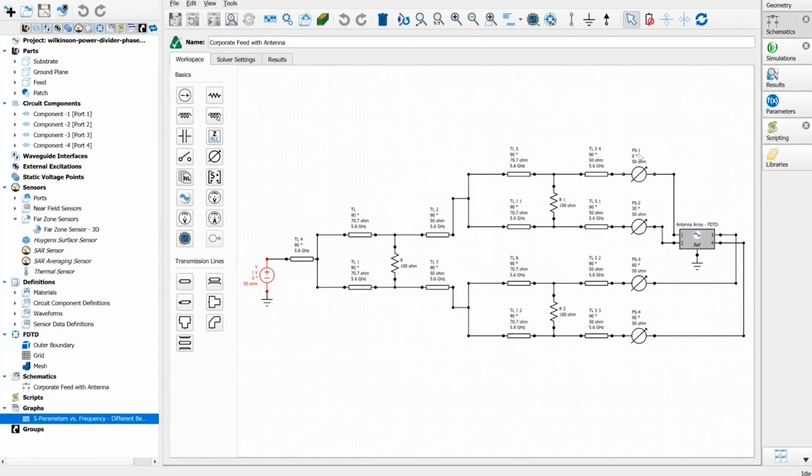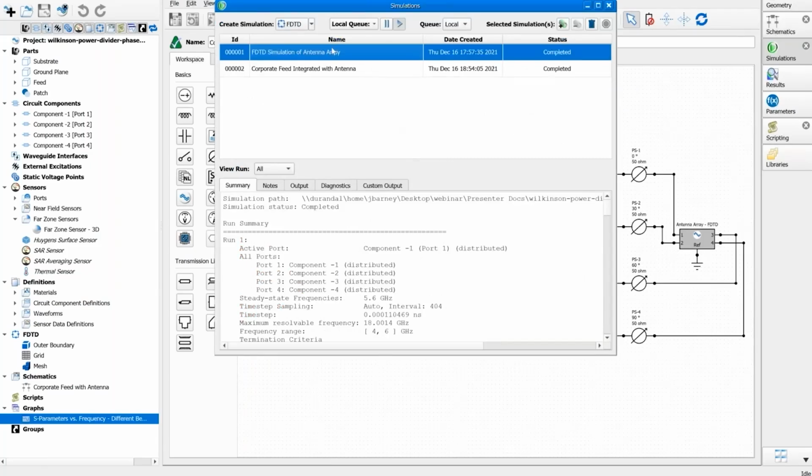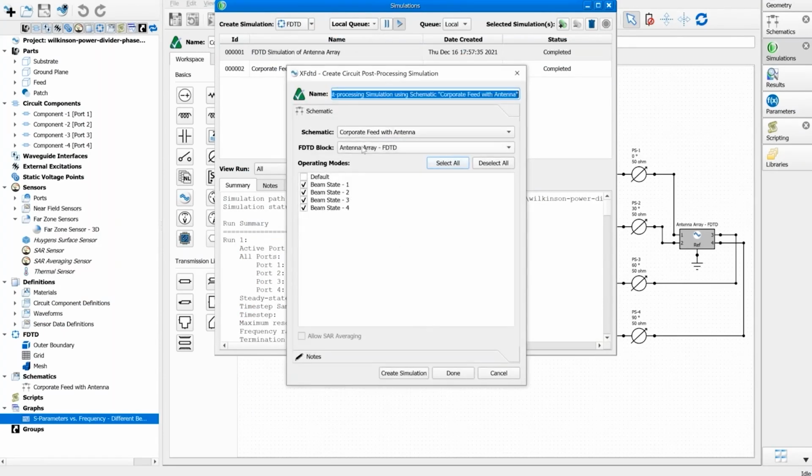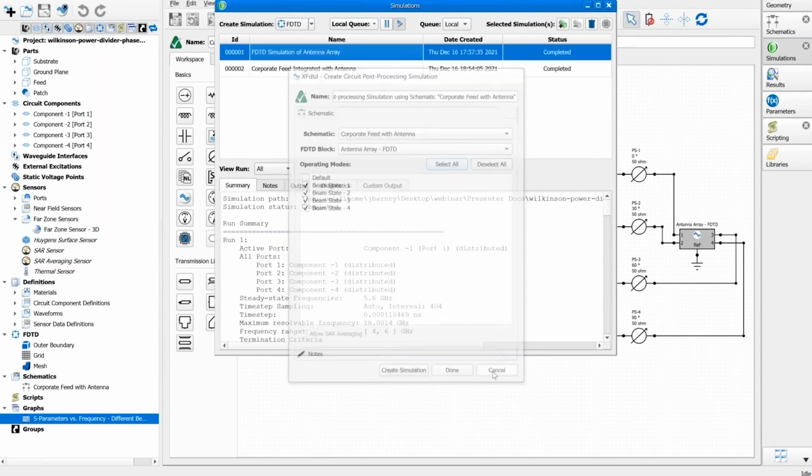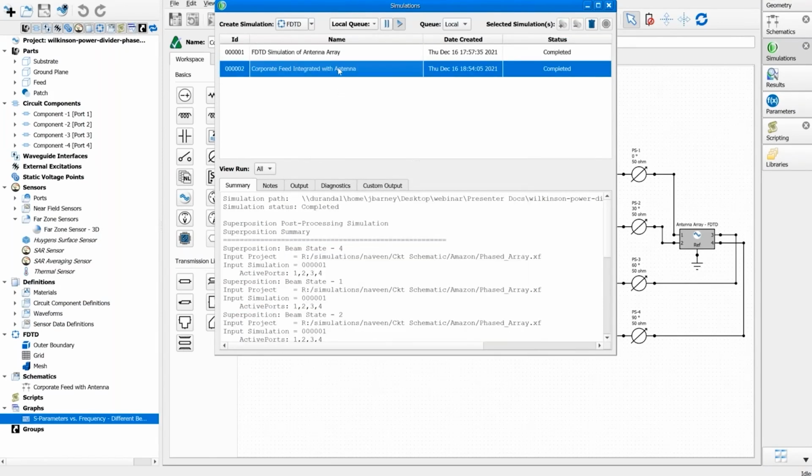And if I move out of the schematic and come back to my simulations window, I can again post-process and apply a circuit simulation. Again, there's one schematic, one simulation, but then I can select my 4 beam states. That will allow me to create a second simulation in the window.